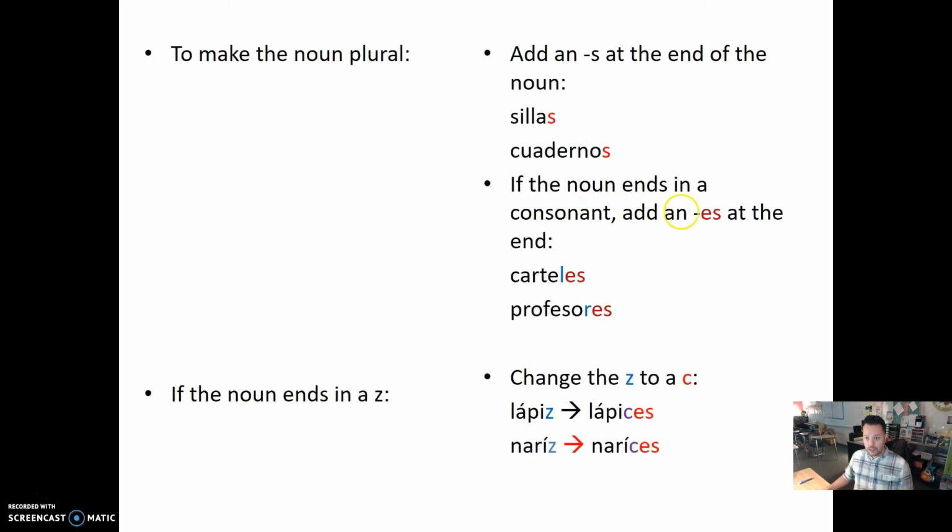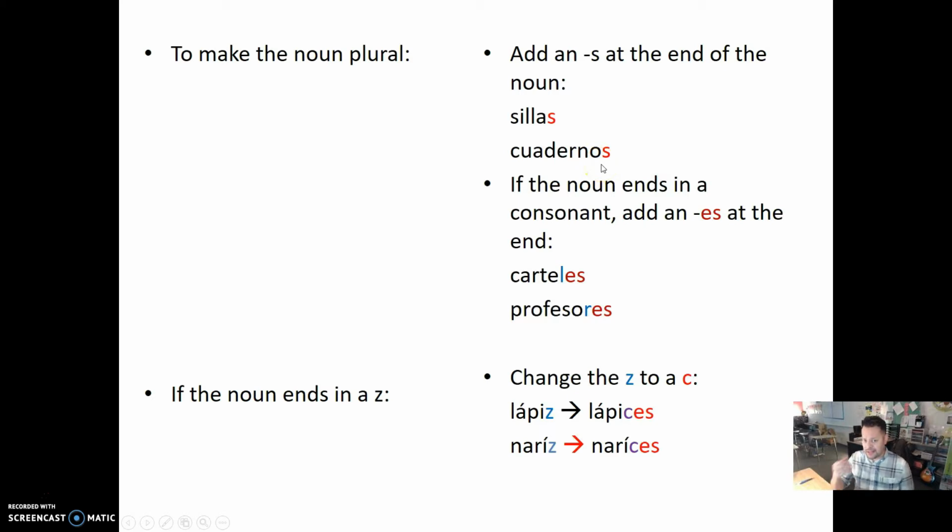All right. Okay, so now let's talk about the actual noun, the person, place, or thing. And so what happens if you want to make a noun plural? It's pretty simple. All you have to do is add an S at the end of the noun most of the time. Like, for example, the word silla, chair, add an S. Sillas. And there you go. Sillas becomes plural. All right. Cuaderno, if you have only one cuaderno, make it plural. Cuadernos. Okay. Not bad, huh?